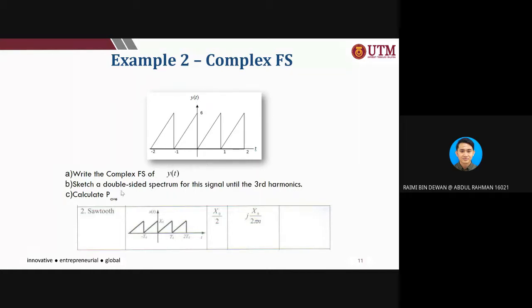Then sketch a double-sided spectrum. Now you can see it mentions sketch a double-sided. If it's mentioned double-sided, you should already know in your mind it is actually complex exponential. But if the question says sketch a single-sided, then what is it? It means it is a combined trigonometric form. Combined trigonometric only consists of cos. You don't have sine inside, because in order to plot single-sided, it needs to be in cos form. Then calculate the average power.